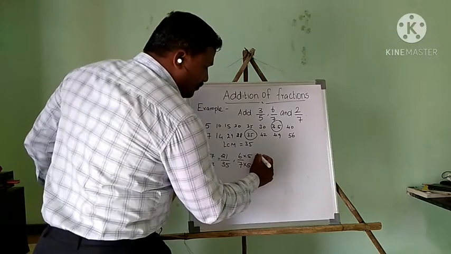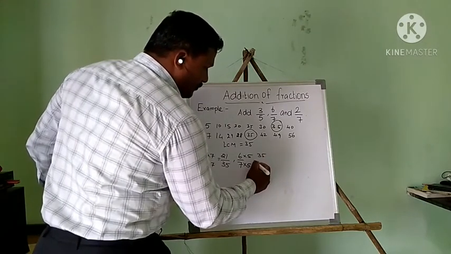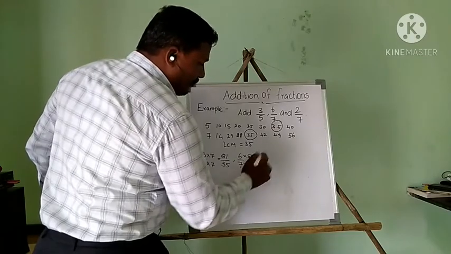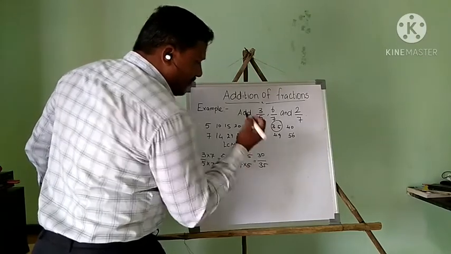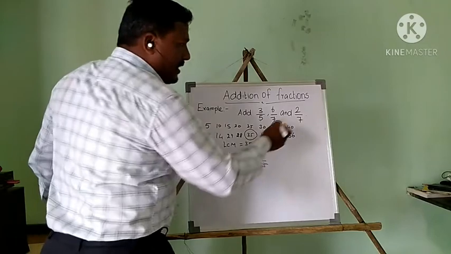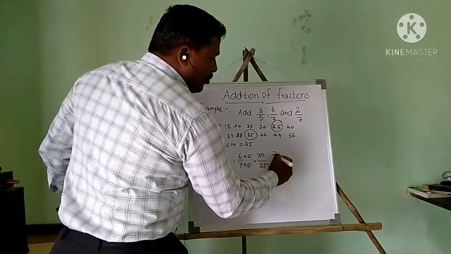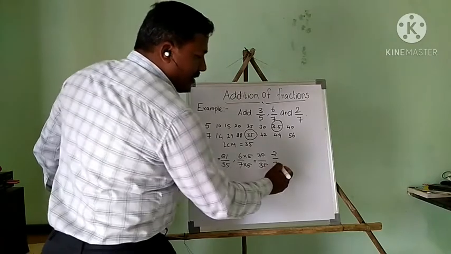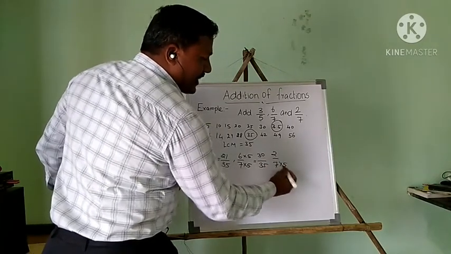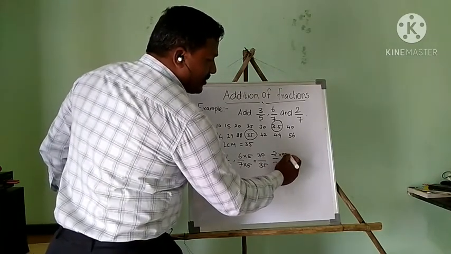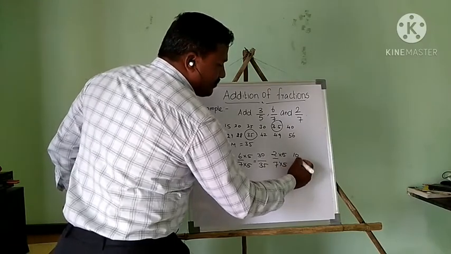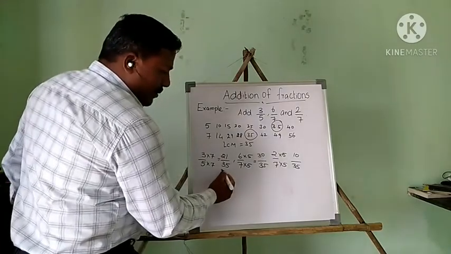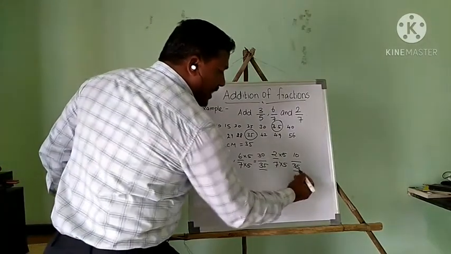So 6 5s are 30, 7 5s are 35. Sorry, 30, 35. Okay, then third one, 2 by 7. Here 7 is there, same. I am going to multiply by 5. 7 5s are 35 now. So here 5, so 2 5s are 10. 7 5s are 35. If you see, all the denominator same.